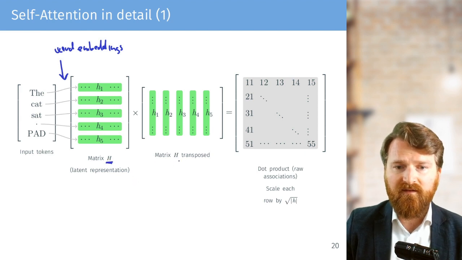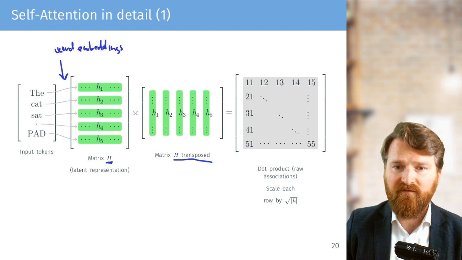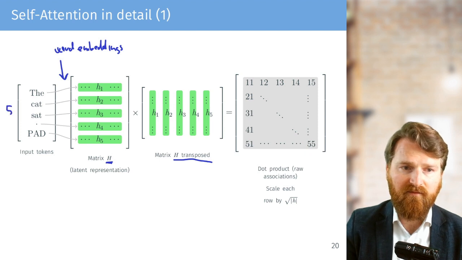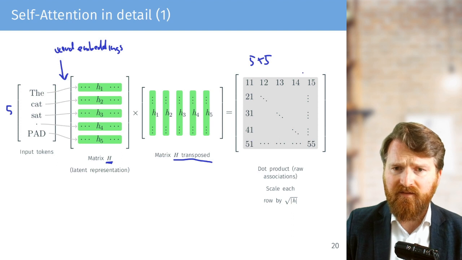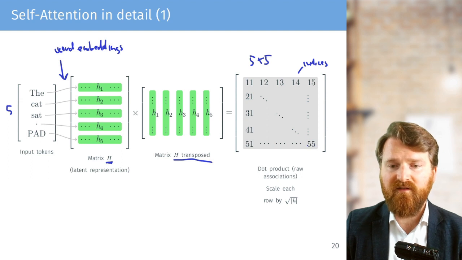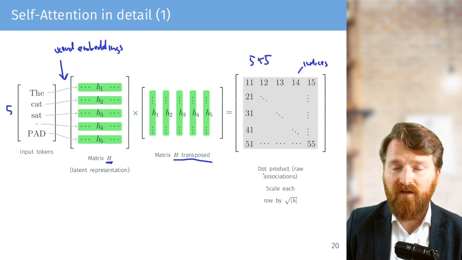What we're going to do is take this matrix H, transpose it, and just multiply. And we get a square matrix, 5 times 5, since we have 5 tokens. This is an example, of course; typically it's much larger. These things are simply indices: 1,1, 1,2, and so on, up to 5,5, these positions. What the items in this matrix mean is some sort of raw association of each word with each word, or each token with each token.